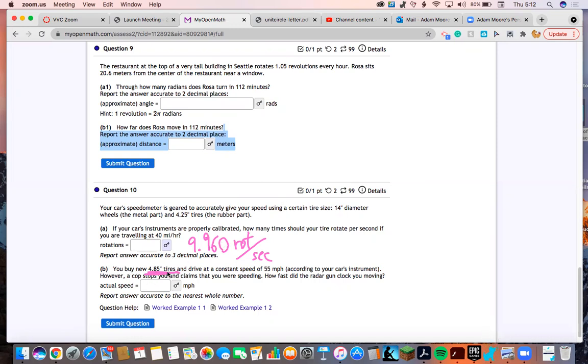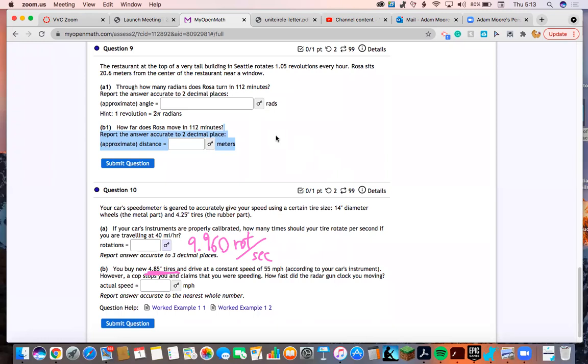New 4.85-inch tires on those same wheels, and you drive at a constant speed of 55, but then you get pulled over and the claim is that you were speeding, and what in the world is going on? How fast is the radar saying you're going? Well, since you got bigger tires, you're probably actually going faster than 55 if it says 55. So keep that in mind. Let's see what we can do about this.